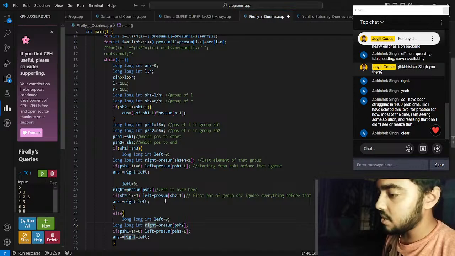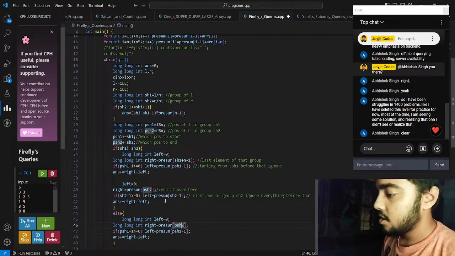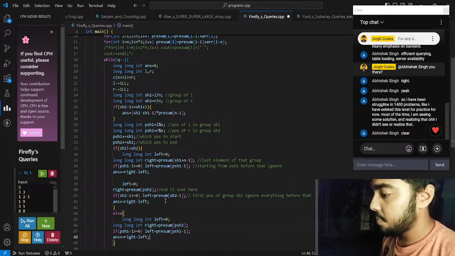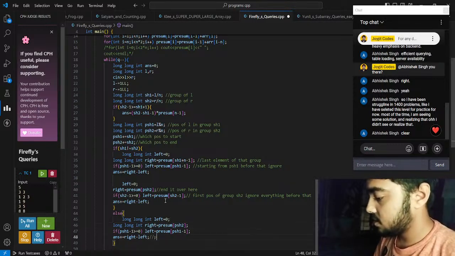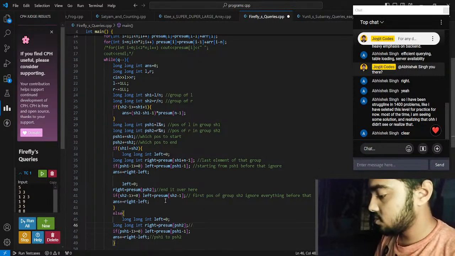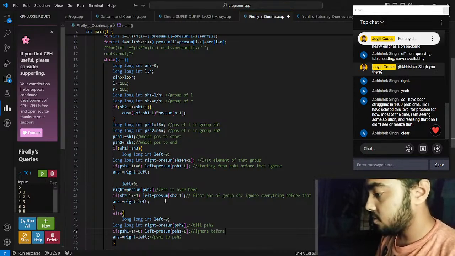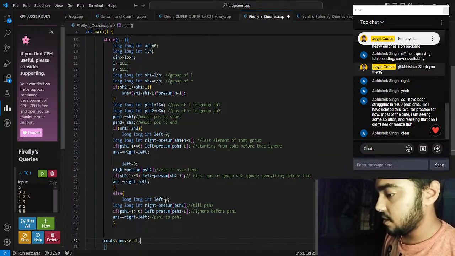This is clear. Now what if both are in the same group? If they are both in the same group, we don't have to focus much, because it is going to be from PSH1 to PSH2. So we take all till PSH2 and ignore anything that is before PSH1. So I hope this is clear.